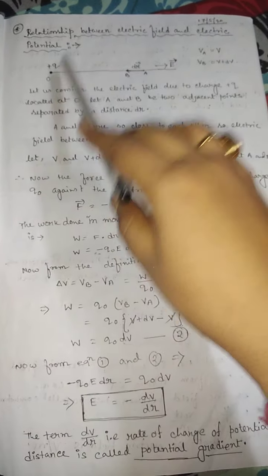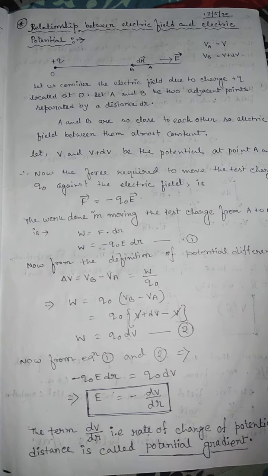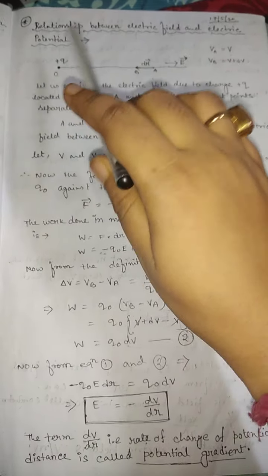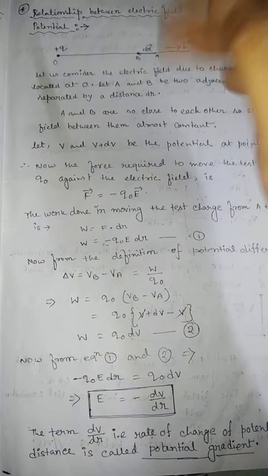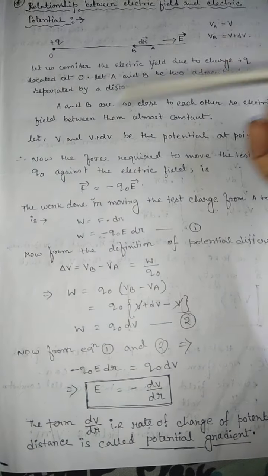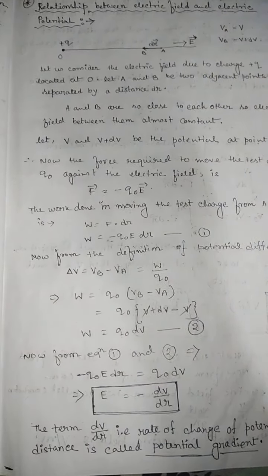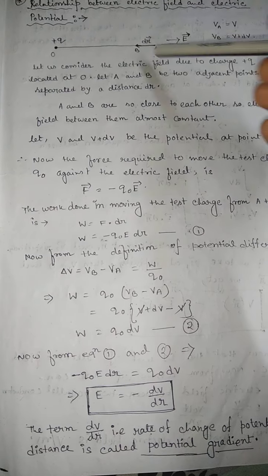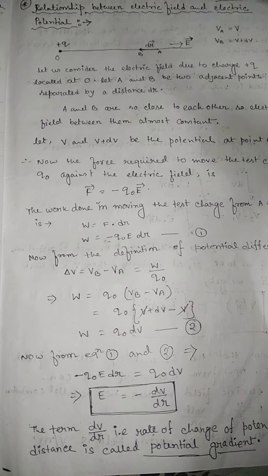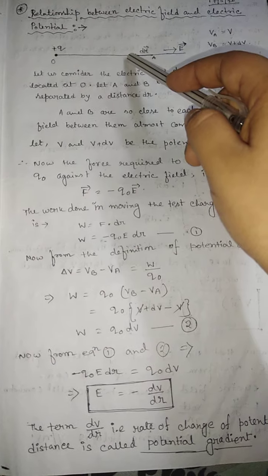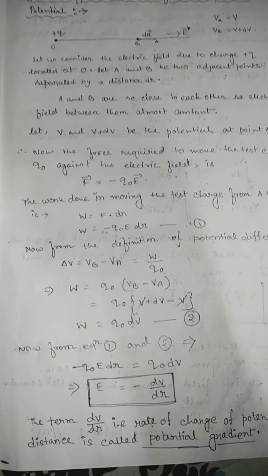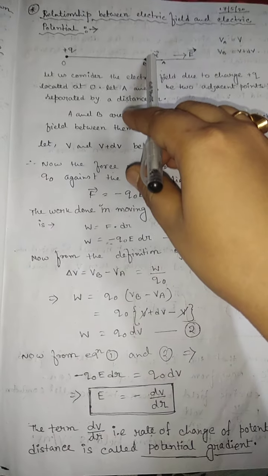Here we consider a positive charge plus Q situated at point O. That means it produces an electric field. That's why this charge is called the source charge. And we also consider two adjacent points A and B. They are separated by a very small distance dr.